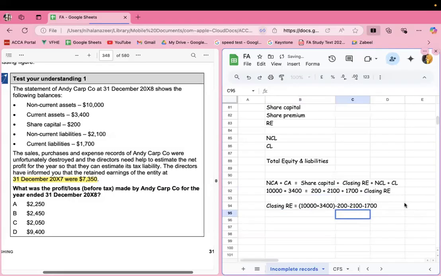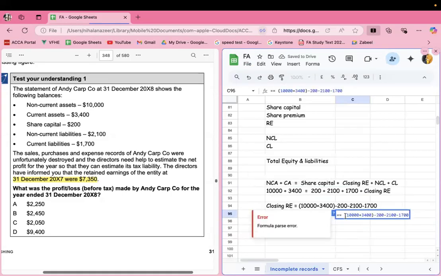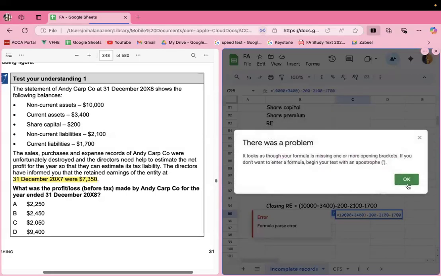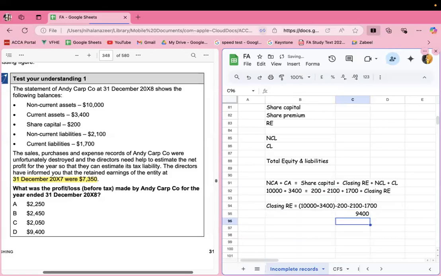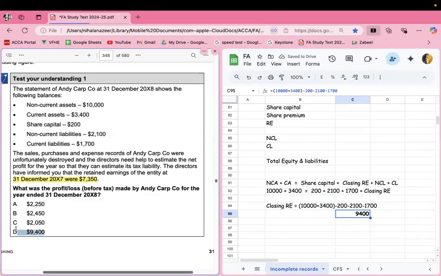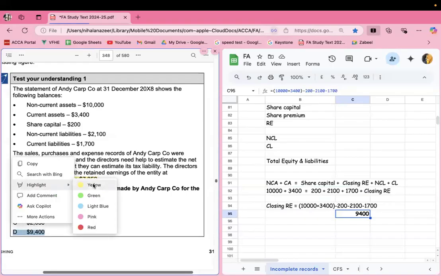Okay, so that is equal to 9,400. Understood? So that is our answer. Okay, no? What is the profit and the growth? They've asked, sorry, that is not our answer.